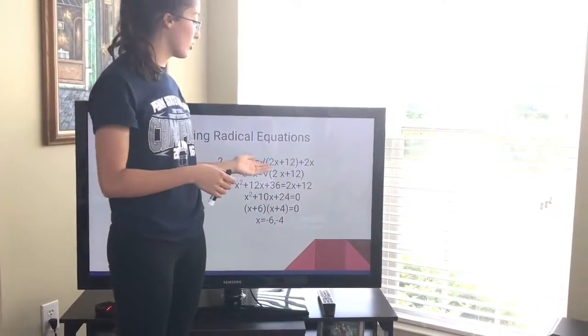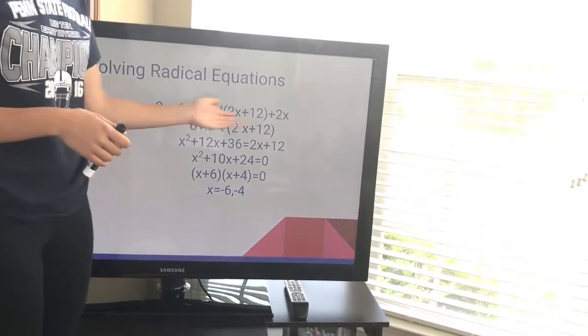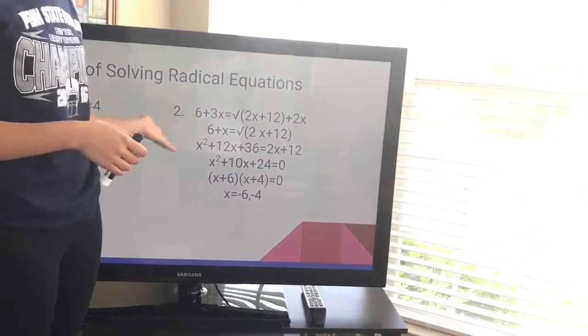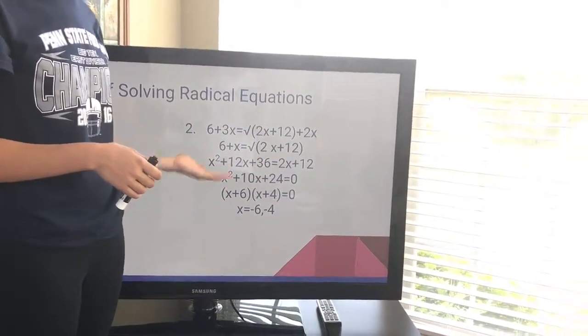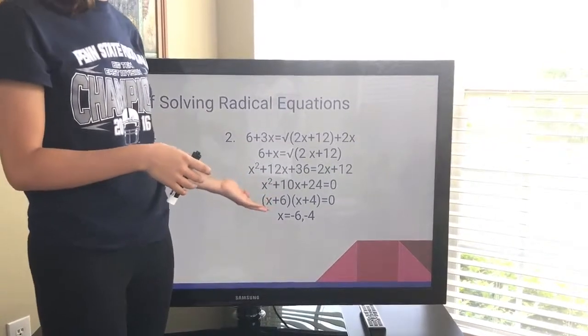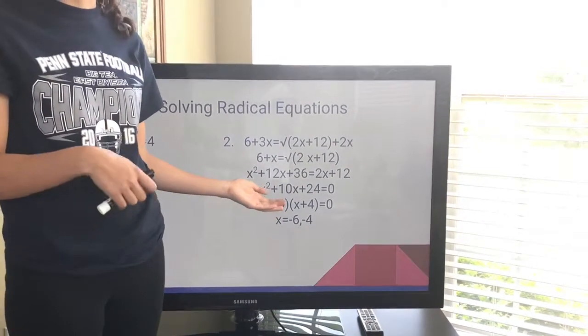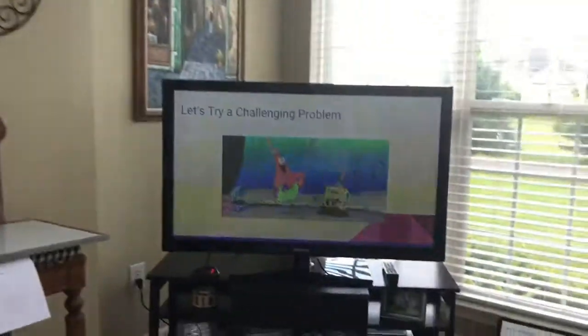Now, our next one is a little more complex. To isolate the radical, we're going to subtract x from both sides. Then, we're going to square both sides, and after squaring this binomial, this is what you get. Then, we're going to move all our terms to one side, and that'll allow us to factor. And that gets us 2 answers, x equals -4 and -6, and neither of those answers are extraneous. Now, let's try a more challenging problem.